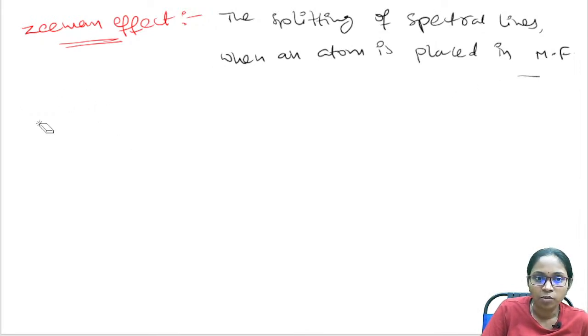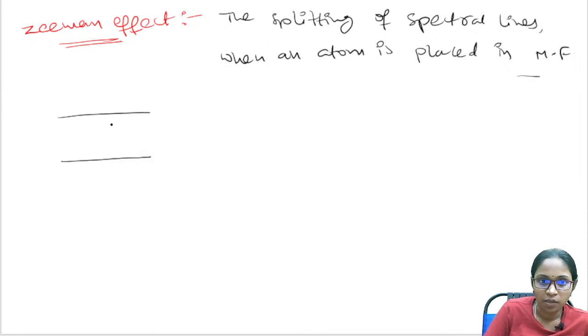Whenever the atom is placed in a magnetic field, for example, here I have the magnetic field. The direction of the magnetic field is this one, and I have placed an atom in this magnetic field.